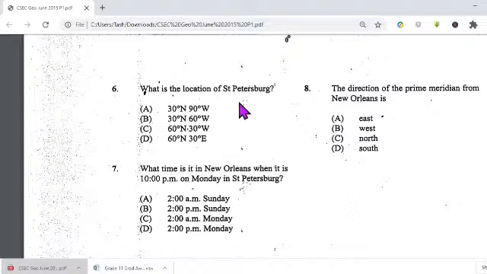It would have been 2 p.m. on Monday because it is 10 p.m. in the night at St. Petersburg. So it would be 2 p.m. Monday, just the same in New Orleans. So for number 7, it would have been letter D.